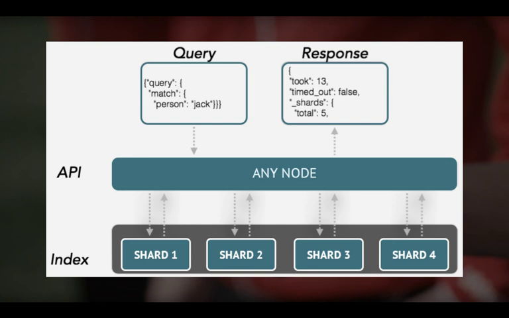Here is a diagram which shows how the shards and the API layer work. Inside the index, you can see we have multiple shards. At the top of that, we have the API layer. A user can query through the REST API and gets the response back in JSON format.